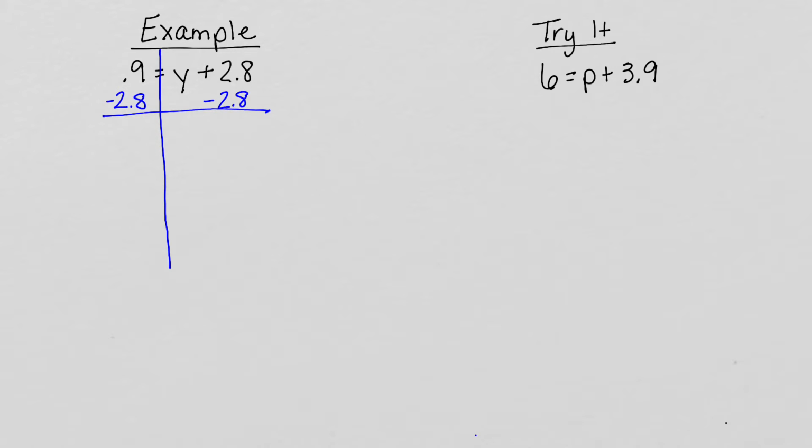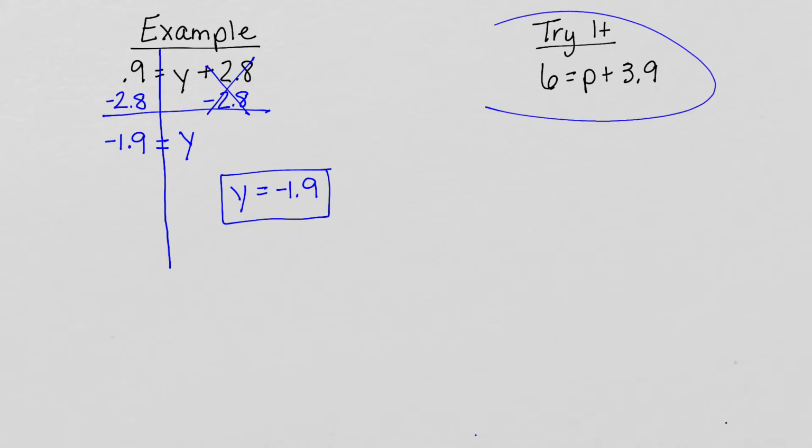Okay, so 2.8 minus 2.8 is 0. So on the right side, I'm left with y. And 0.9 minus 2.8 is negative 1.9. So that line means our equal sign there. So I get that y equals negative 1.9. All right, I want you to give it a try over here. So pause the video and do your try it.